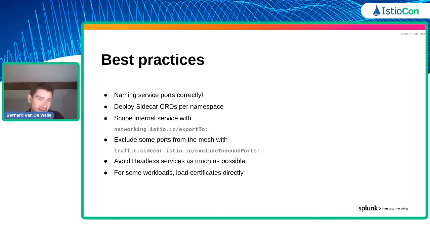Another one is we scope internal services by default with exportTo your own namespace. And this, again, is with the goal of reducing the configuration being pushed to Envoy on the mesh. Also, sometimes we're okay to exclude some ports and some traffic from the mesh. We do this mainly for things like health checks or some level of scraping of metrics. We try to avoid headless services as much as possible. Again, this is not so much an issue today in 1.12, but back in the day, it was generating an exponentially bigger configuration per endpoint. And so we try to talk to our service owners to see how we could avoid that.